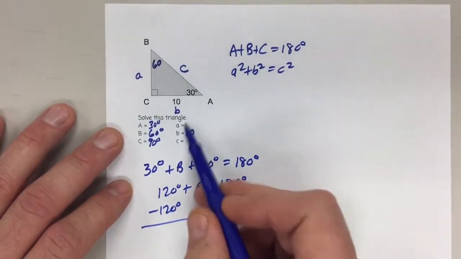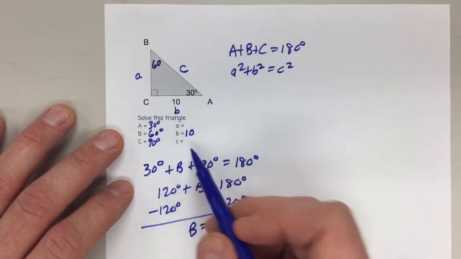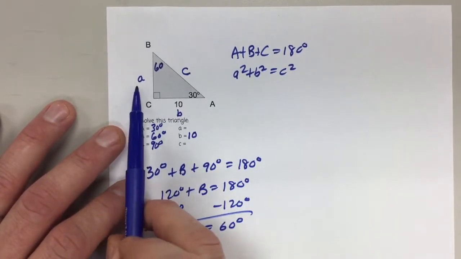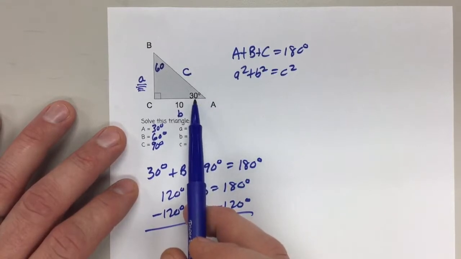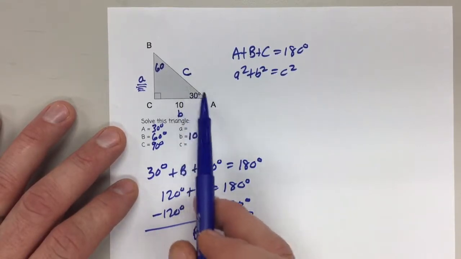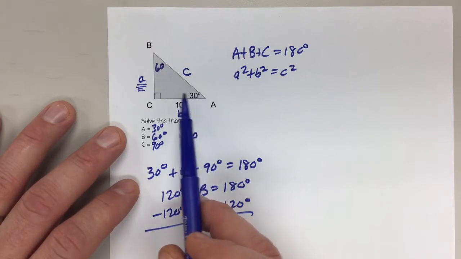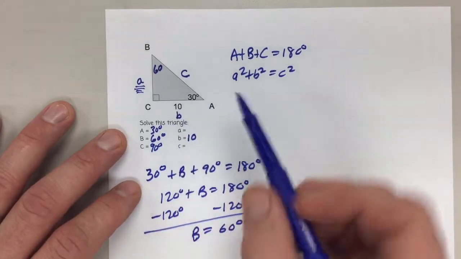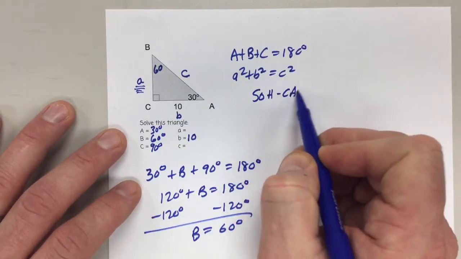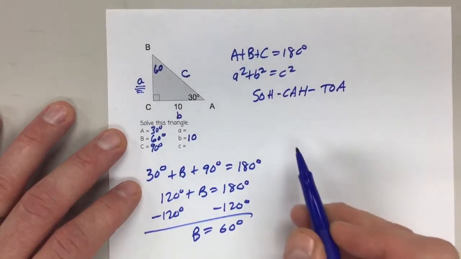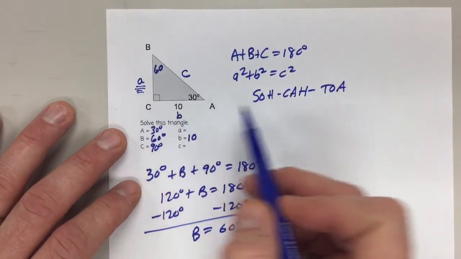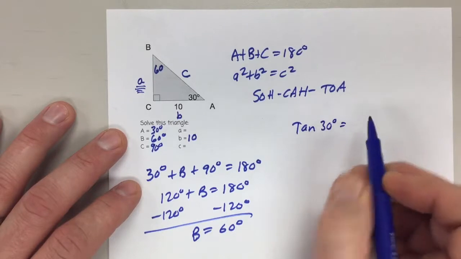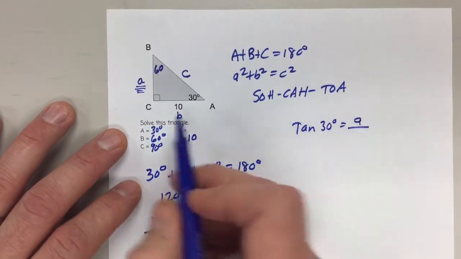Okay. Now I have to get another side, either A or C. Let's go for this side, A. So I can use this angle, 30 degrees, and realize that A is the opposite side, and they gave me 10, which is the adjacent side. So I just have to decide, would that be SOH, CAH, or TOA? Well, opposite and adjacent is tangent. So I would say tangent of 30 equals the opposite side A over the adjacent side 10.